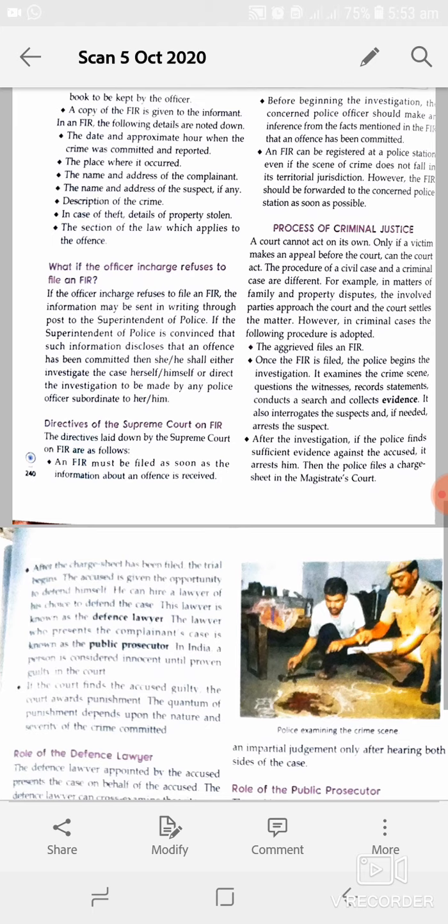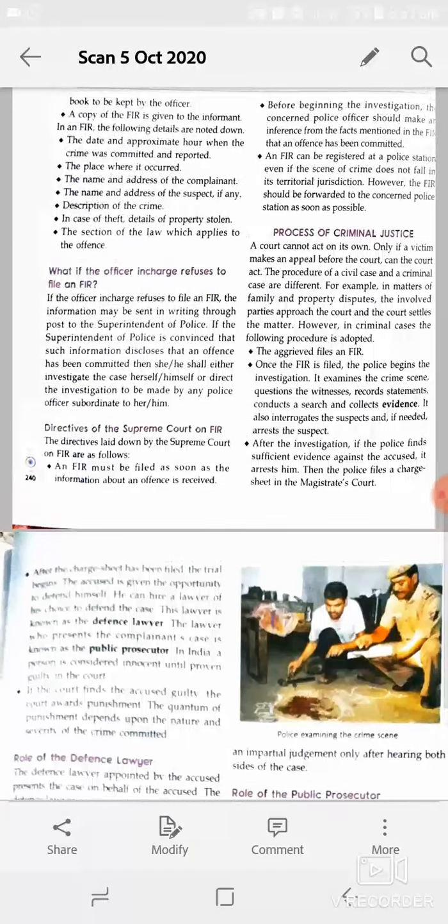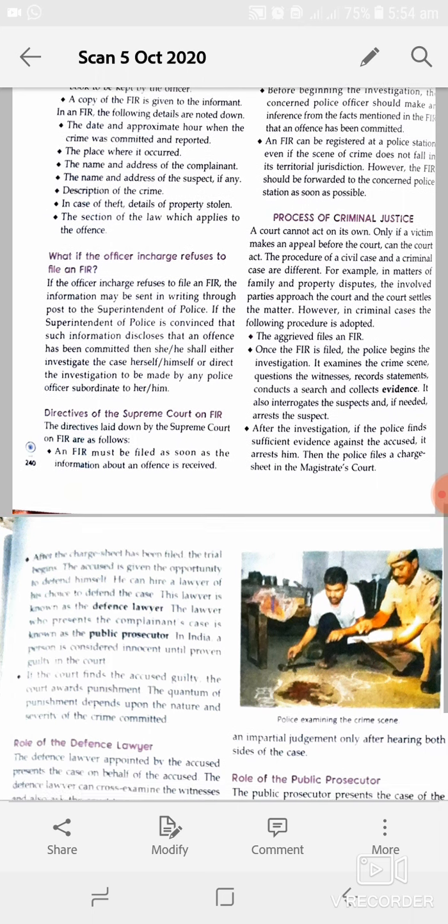Then the process of criminal justice. What is the process of criminal justice? As we know, the court cannot act on its own. Only if the victim makes an appeal before the court can the court act. The procedure of civil cases and criminal cases is a little different, as I told you in Term 1. For example, in matters of family and property disputes, a party approaches the court, then the court settles the matter. But a different procedure is followed in criminal cases.